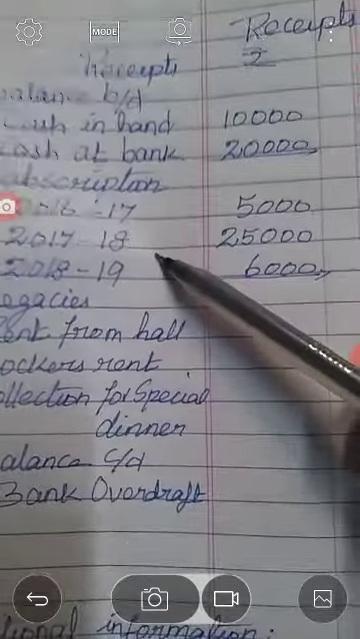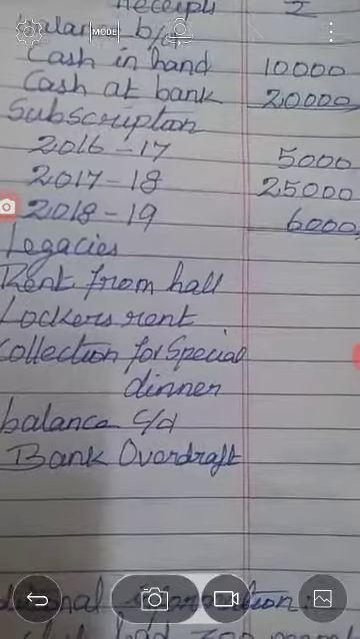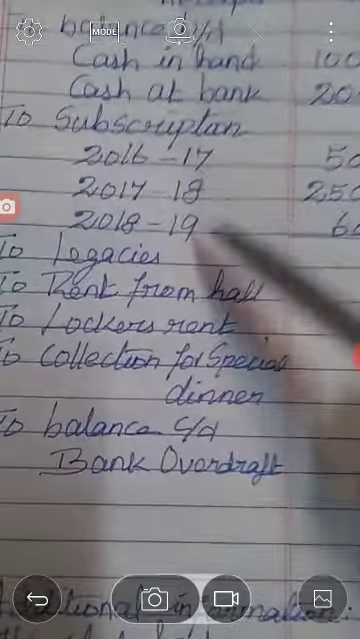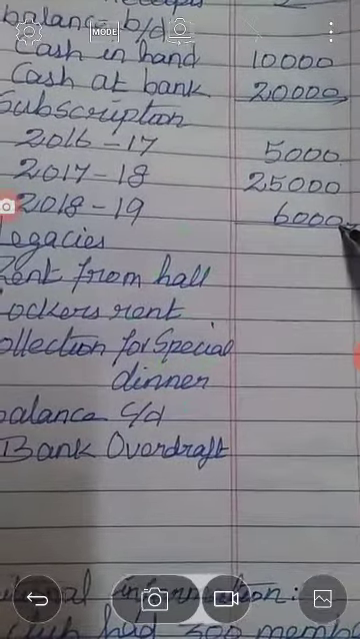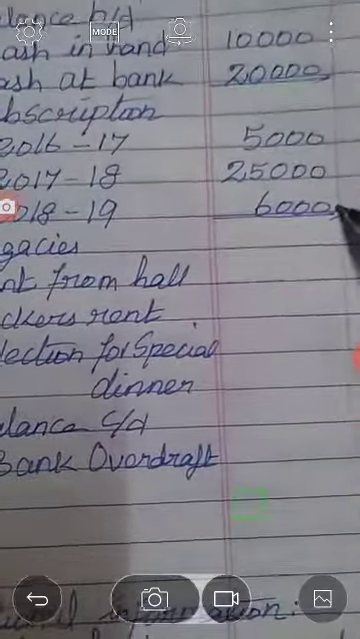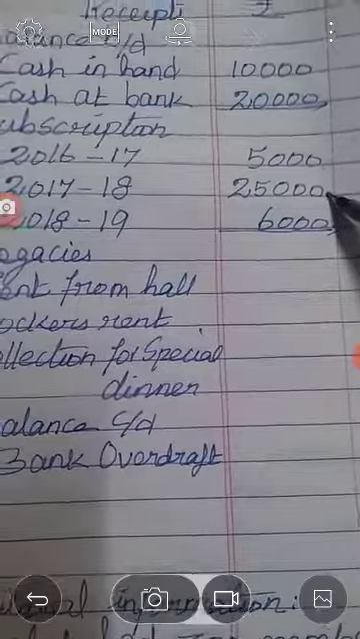So in the subscription, for 2017-18, how much have they given? 25,000. So they have given 25,000, and only this we take. Then 2018-19 is current year received in advance. Current year received in advance should be shown on the liability side. This 6,000 rupees we show on the liability side. So for 17-18, we take only 25,000.